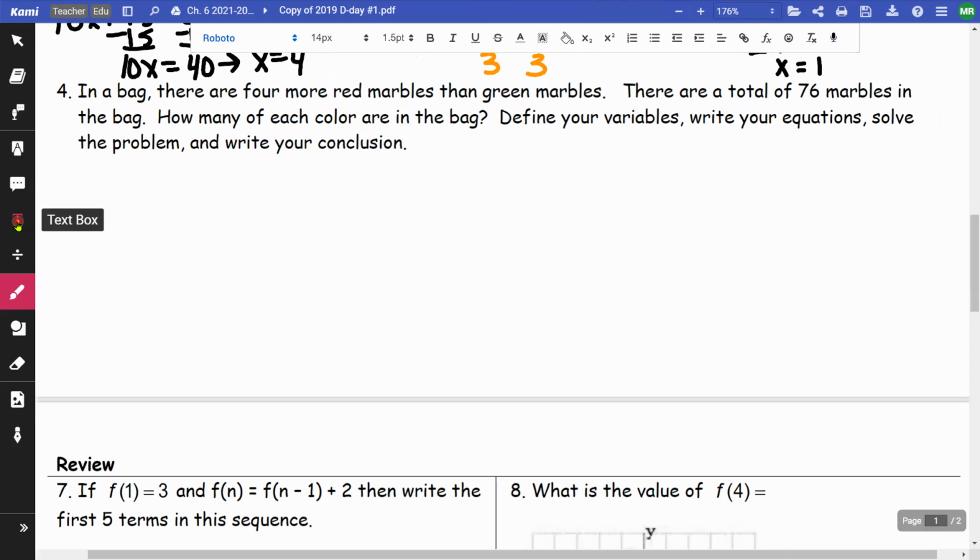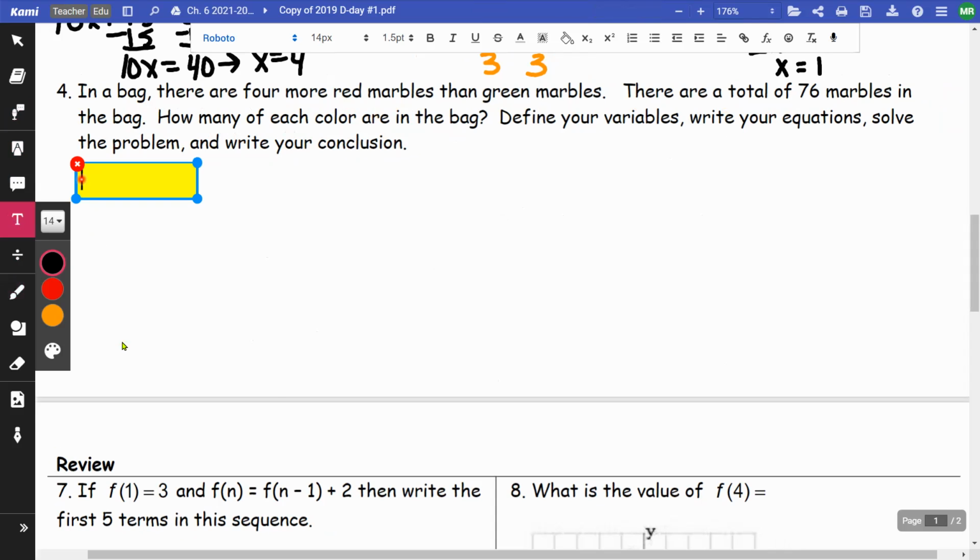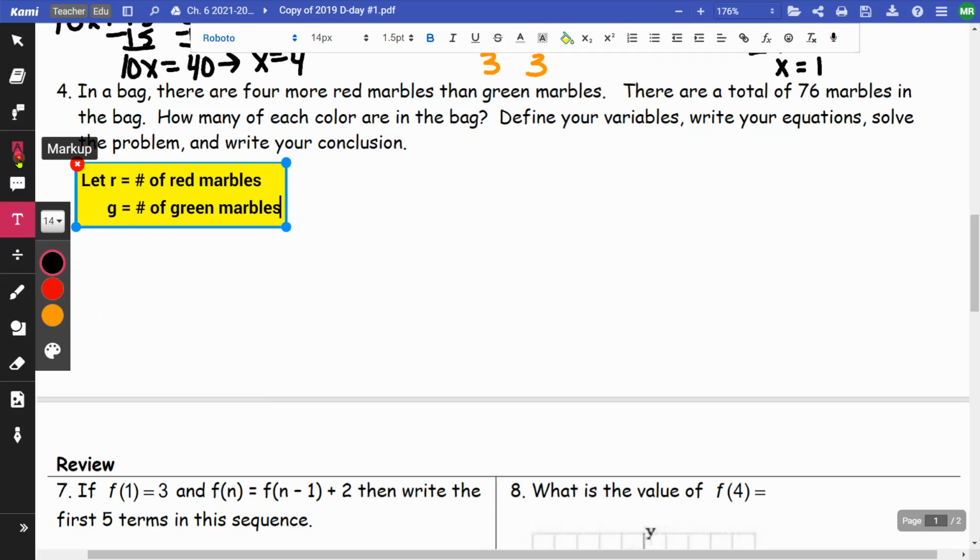Okay. So here it says how many of each color are in the bag. So I'm going to let R be the number of red marbles and G be the number of green marbles. Let R equal the number of red marbles, and I'm going to let G equal the number of green marbles. Now I'm going to write two equations.